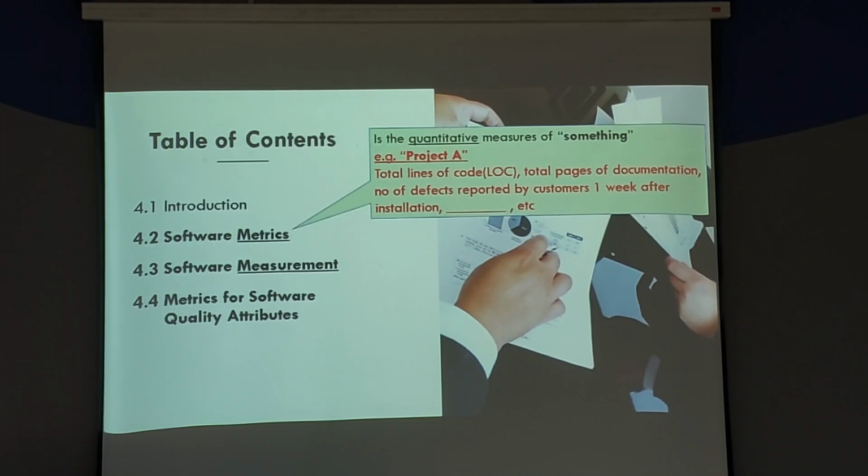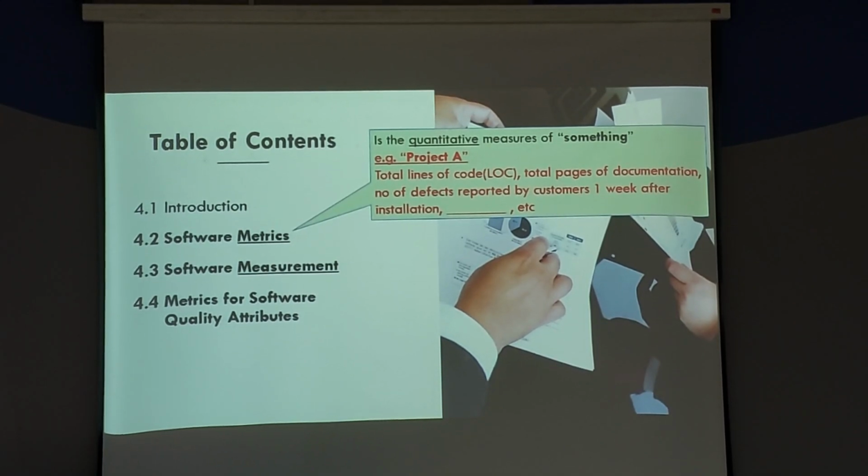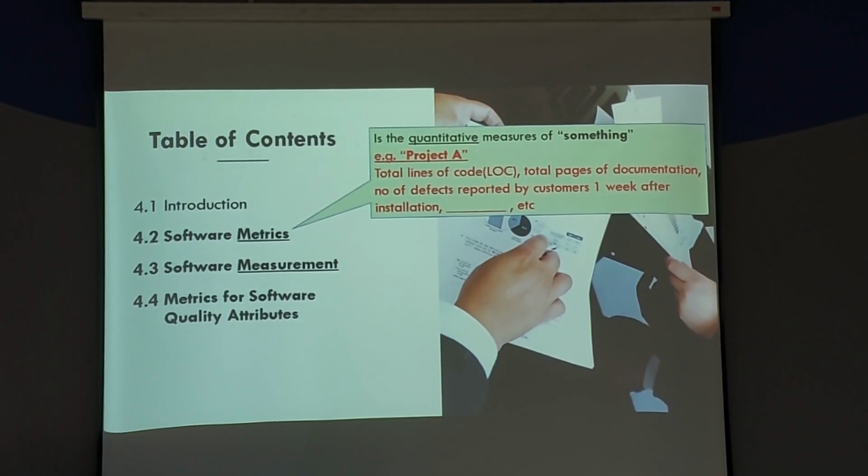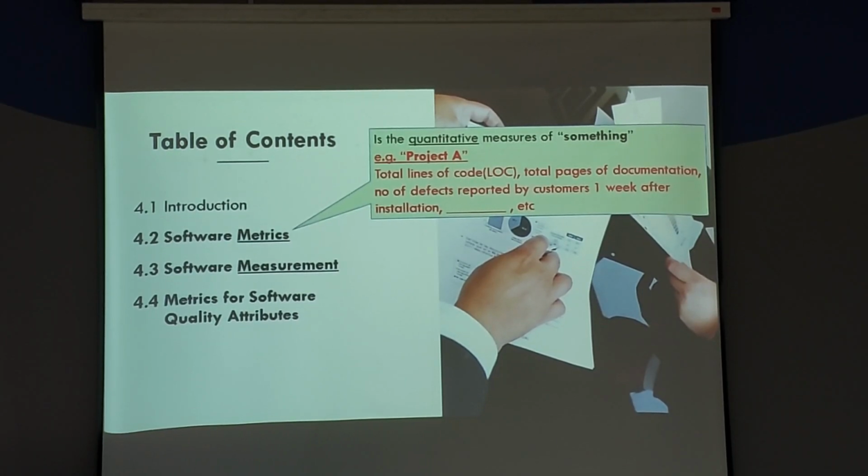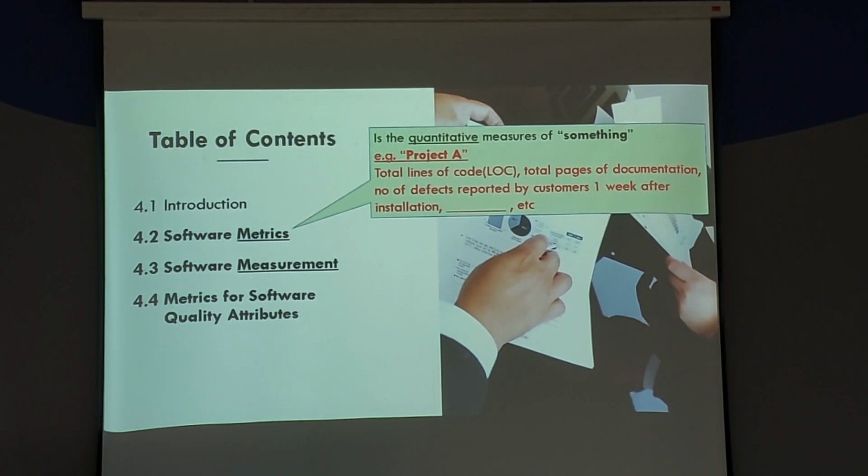Number of screens, you can measure, right? So project A, there are how many screens, you can count and give a number. Number of screens, number of reports, number of database tables. So in project A, there are 100 tables, or in project A, there are 200 tables, you can measure. So that's metrics.